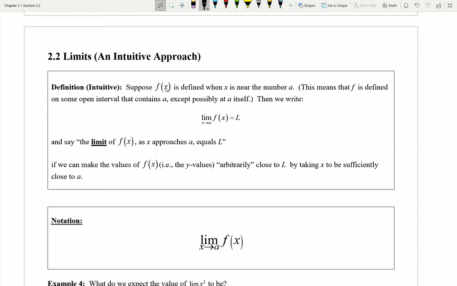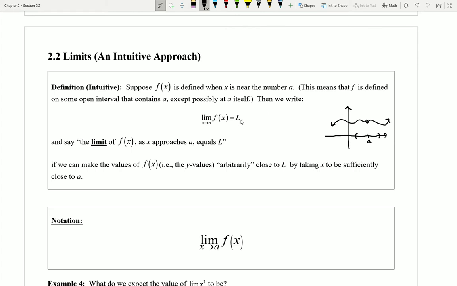Here's what we have. Suppose f of x, a function, is defined when x is near a number a. I can immediately start to imagine an x and y-axis, with a function, and there's a number a. So maybe near the number a, the function exists. Notice, this means that f is defined on some open interval that contains a, but maybe not at a itself. So it's totally possible that the function doesn't exist at the value of a. Maybe there's a hole in the graph or a vertical asymptote. But around a, we can see that there are parts of that function there.